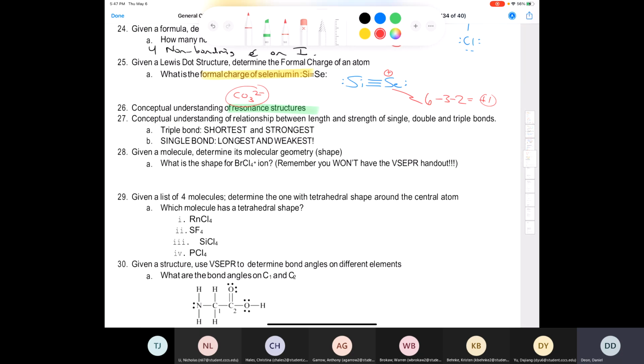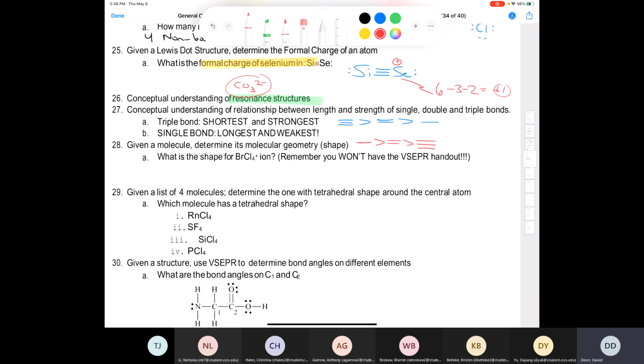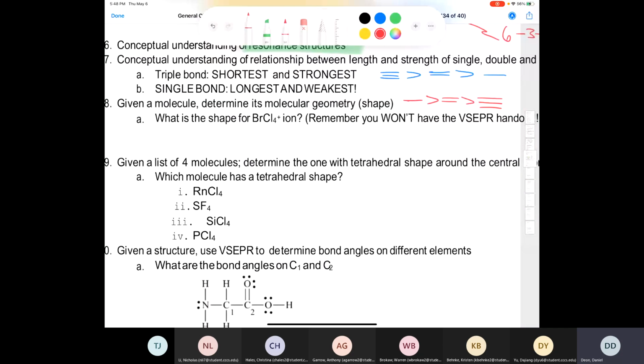All right, conceptual understanding of bond length and bond strength, right? If you have bonds and you're comparing them in terms of strength, the triple bond is the strongest, double bond is intermediate, and then single bond is the weakest. If you're talking about bond length, the single bond is the longest, followed by the double, and then the triple is the shortest, and that's just because of the more orbital overlap you have, the closer the elements have to get to one another. What's the shape of the BrCl4 plus ion?